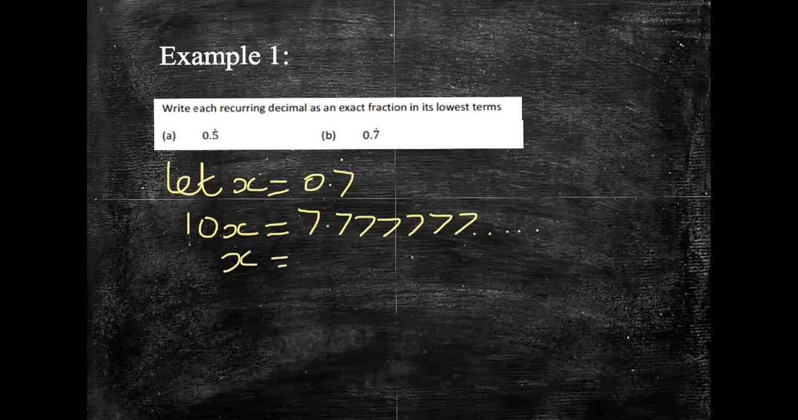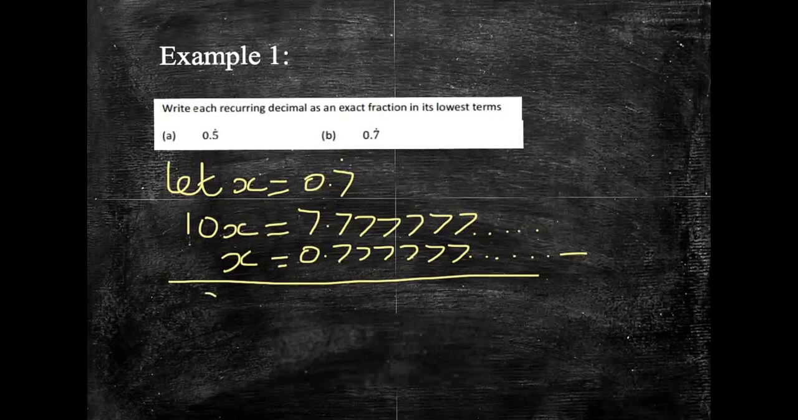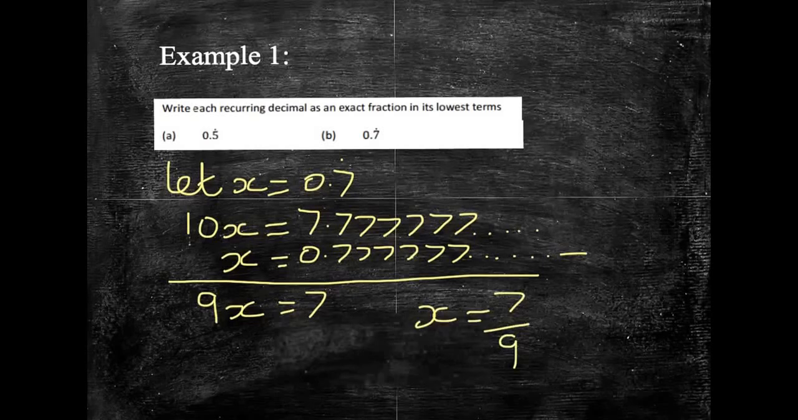X, we said before, was 0.777777, and so on. Take one away from the other. So 9x equals 7. That means that x would be equal to 7/9. Again, exactly the same as the first one, but instead of having 5s, we've got 7s.